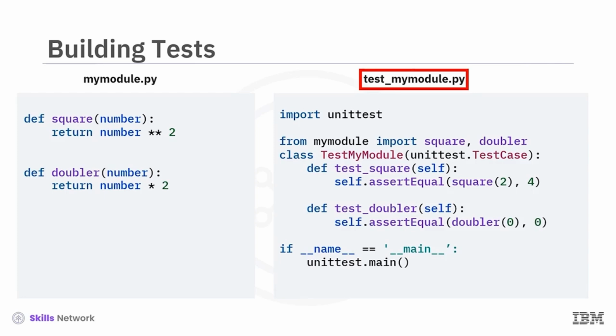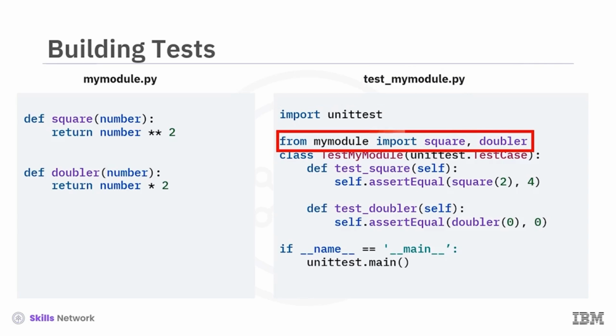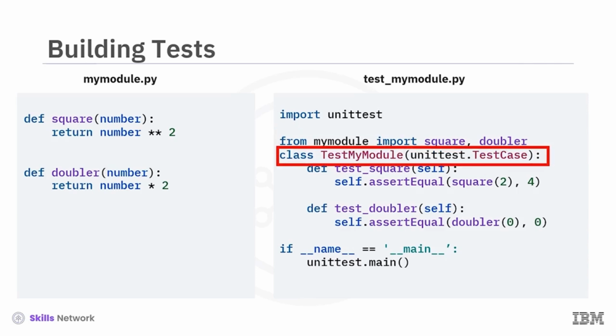The first step is to import the unittest Python library. Type import unittest. Next, import the functions to test. For example, to import the square and doubler from the mymodule unit to unit test, type from mymodule import square, doubler. Then, build the unit testing class to call the unit test from a single class object.